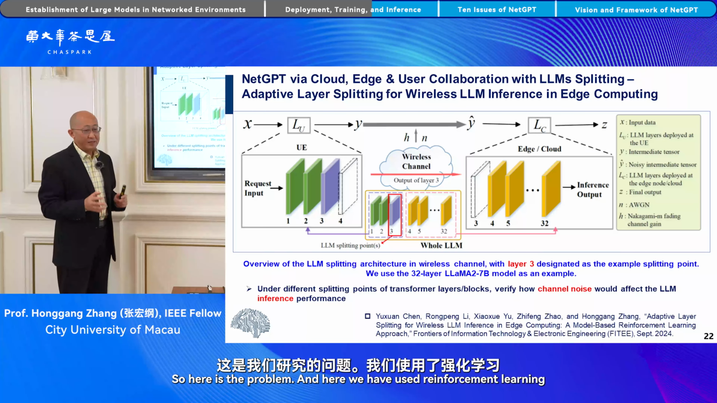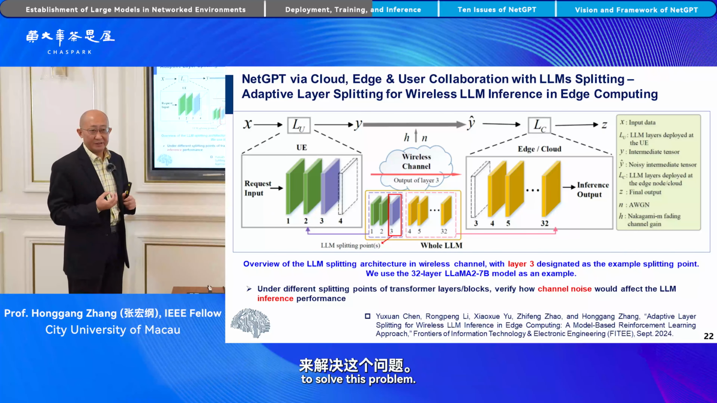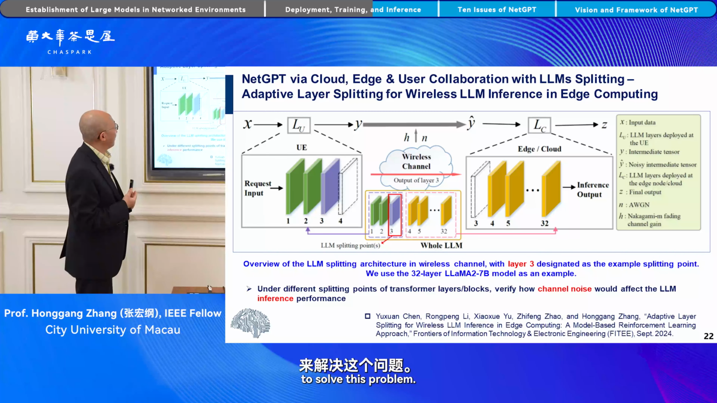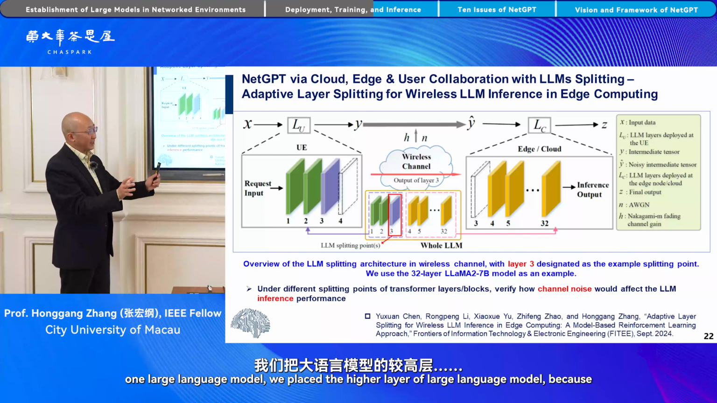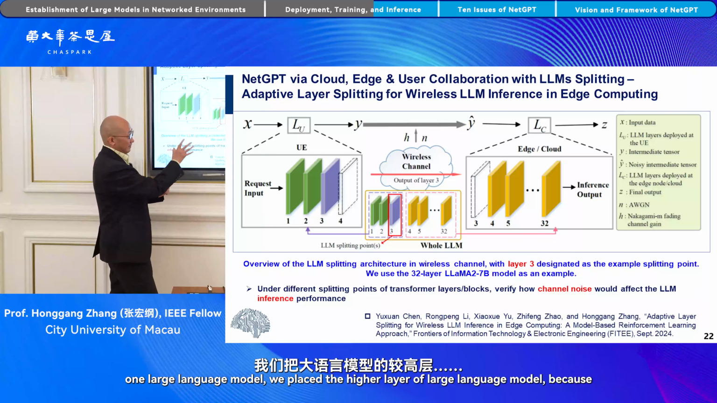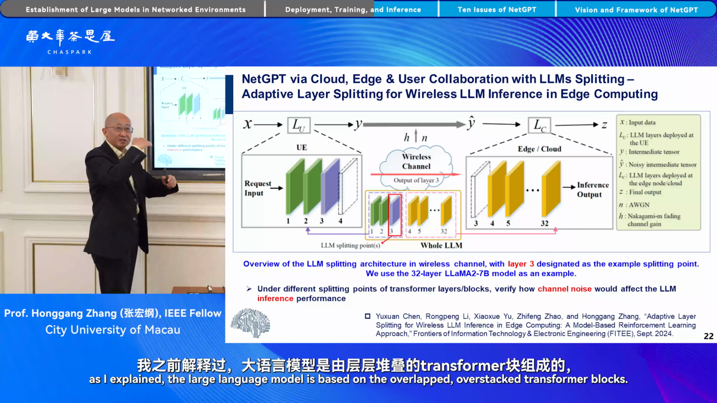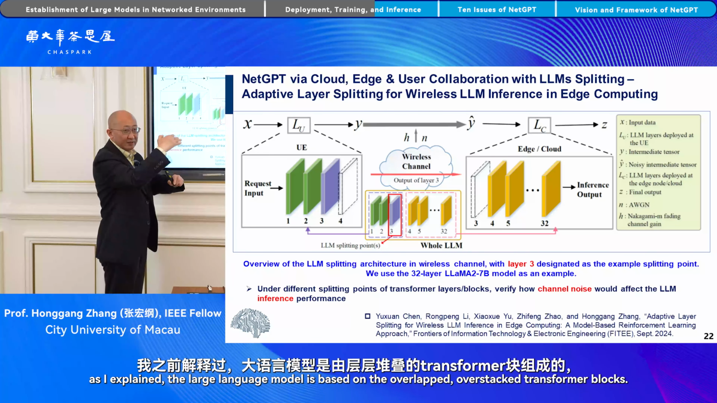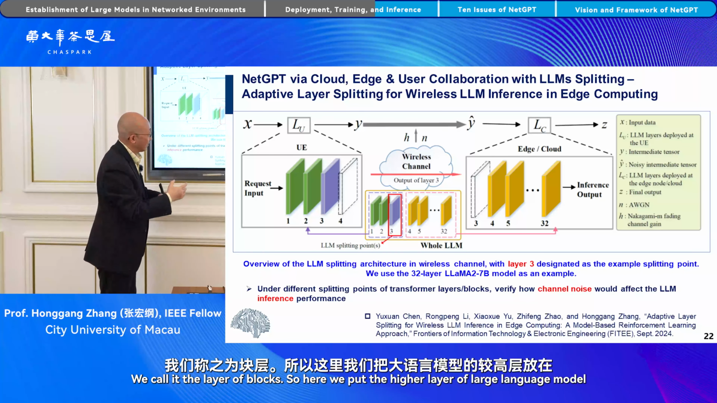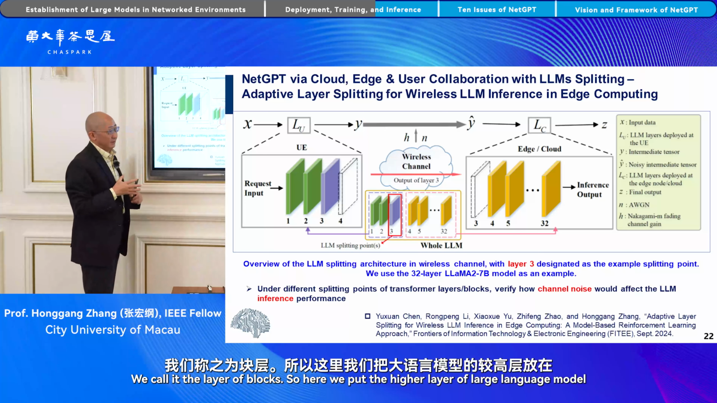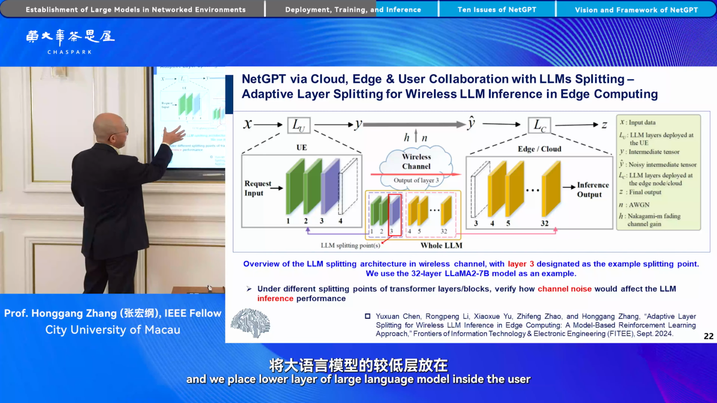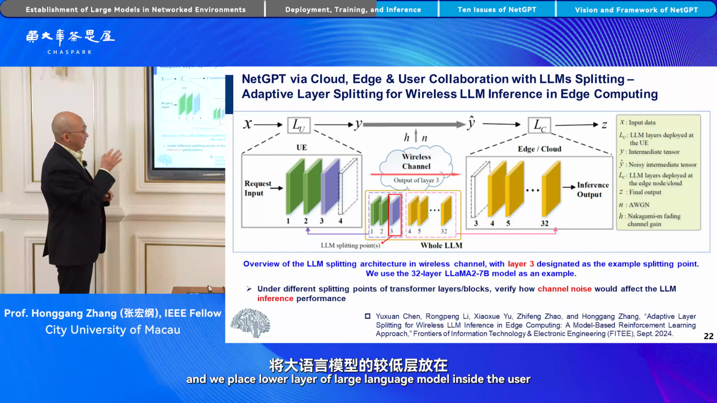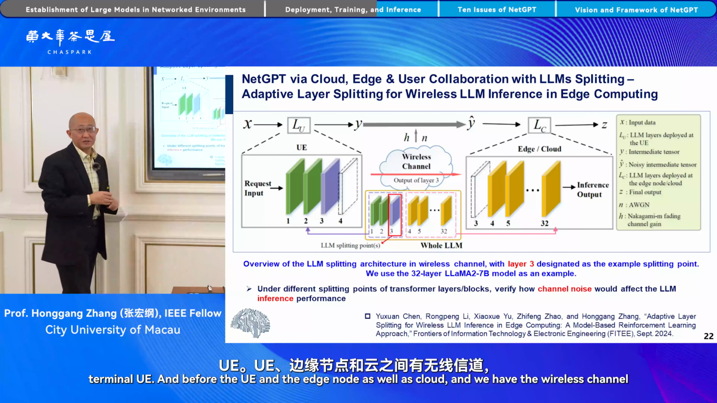And here we have used reinforcement learning to solve this problem. Our approach is this: we place the higher layers of the large model, which, as I explained, is based on overstacked transformer blocks, which we call layers of blocks, on the edge and cloud side, and we place the lower layers of the large model inside the user terminal, the UE.